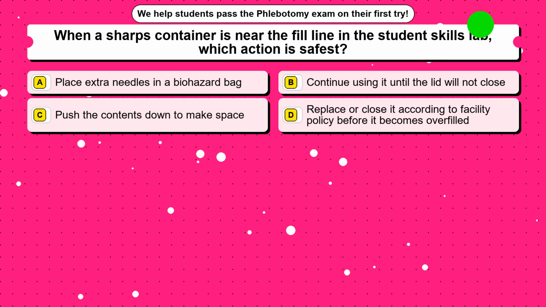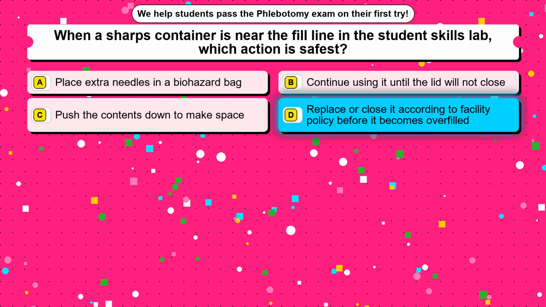Question 16. When a sharps container is near the fill line in the student skills lab, which action is safest? Option A. Place extra needles in a biohazard bag. Option B. Continue using it until the lid will not close. Option C. Push the contents down to make space. Option D. Replace or close it according to facility policy before it becomes overfilled.